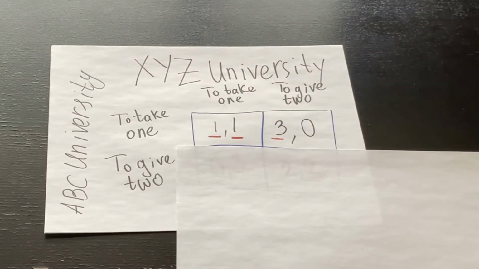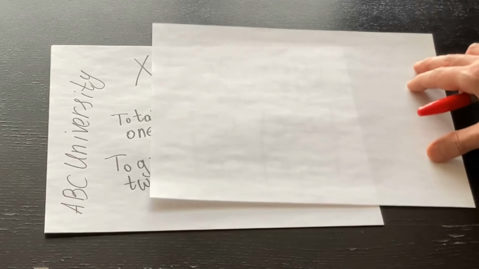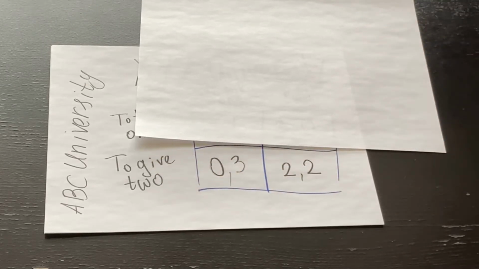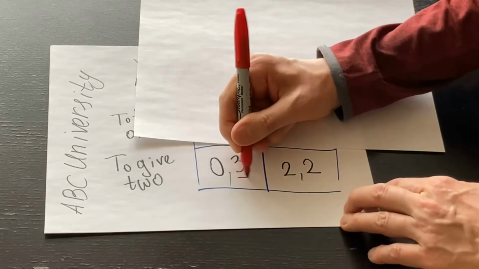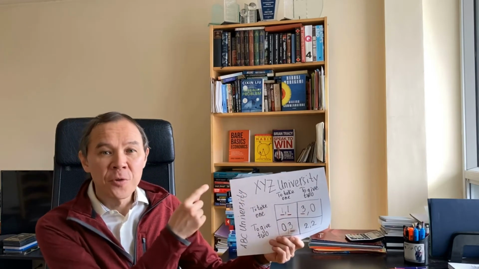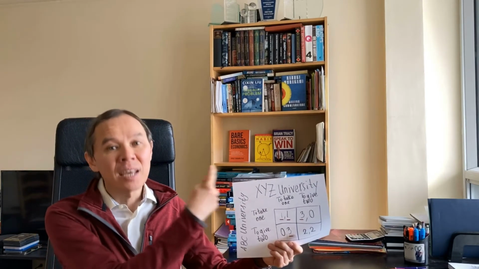Then XYZ will assume that ABC University will give $2 million, in which case this is the situation that XYZ will face. And XYZ will have a choice between 3 million and 2 million. Which one is better? And the cell with two payoffs underscored is called the Nash equilibrium. In our case, it's this cell, 1, 1. The first university takes 1 million and the second university takes 1 million.